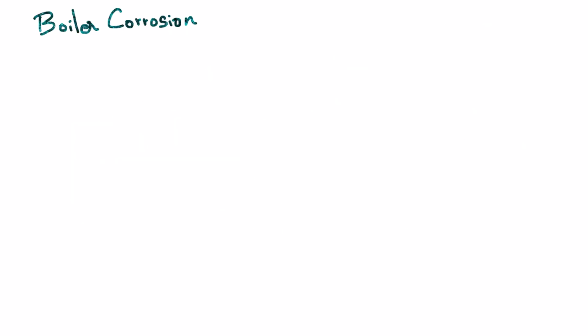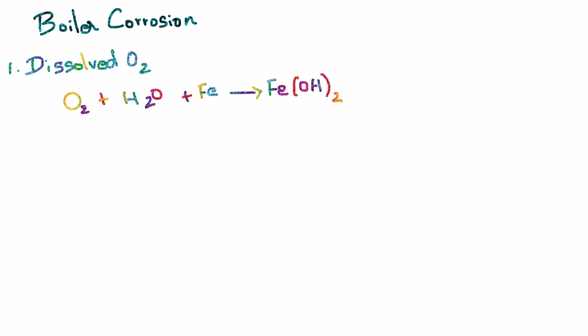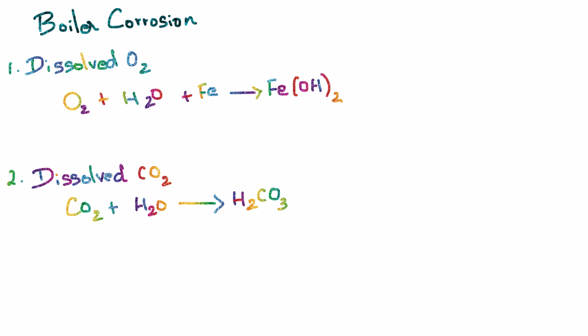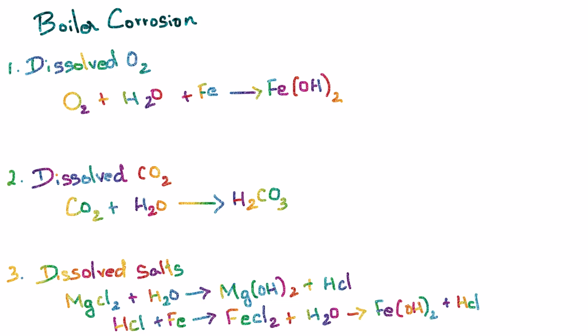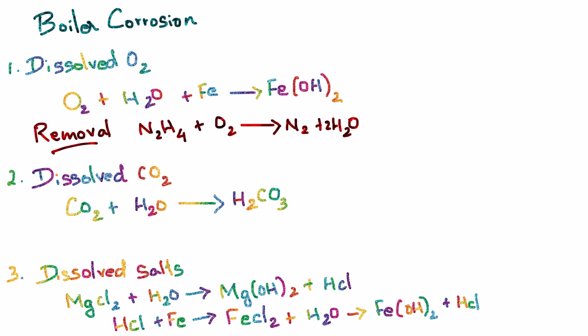Boiler corrosion due to dissolved oxygen. Oxygen reacts with the metal in the presence of water and forms ferrous hydroxide. Dissolved carbon dioxide: carbon dioxide reacts with water to form carbonic acid. Dissolved salts: consider magnesium chloride. It reacts with water to form magnesium hydroxide and HCl. This acid will react with the metal and form iron chloride, which in turn reacts with water to form ferrous hydroxide.